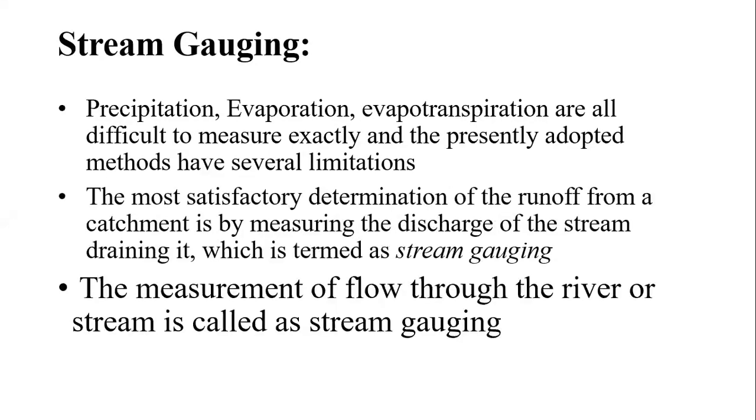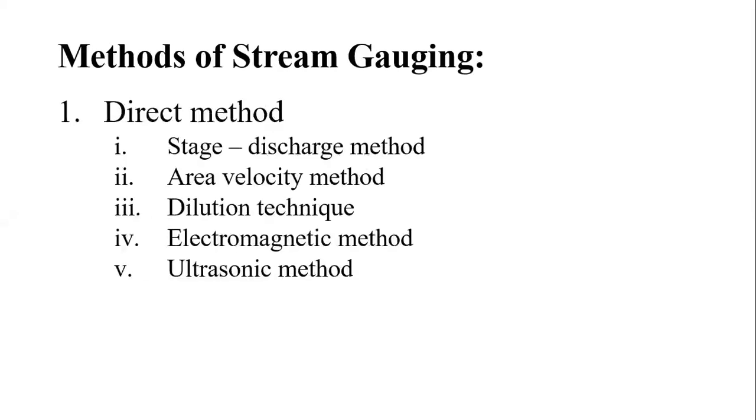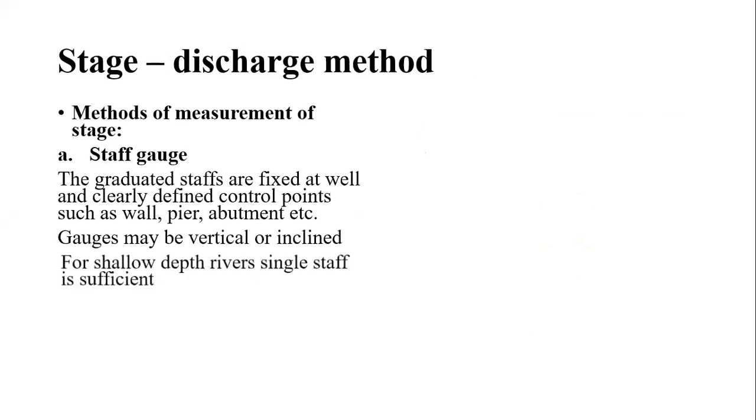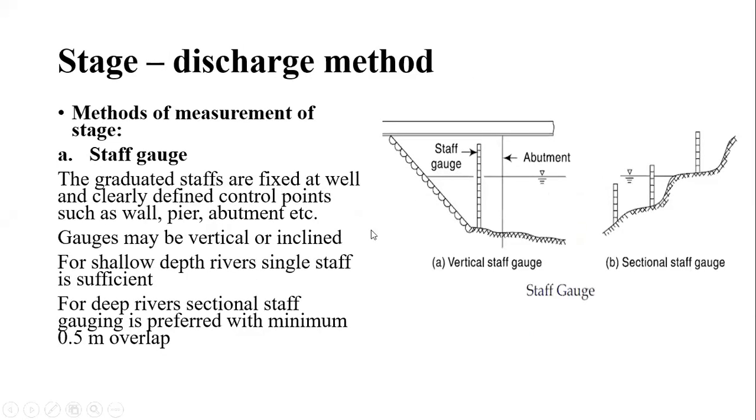Then various methods that are used for stream gauging we mentioned first: there is the direct method and the indirect method. In that, we discussed in detail the stage discharge method, then various methods of measurement of discharge, and we started the area velocity method. In the area velocity method, we saw the various methods used for measurement of the velocity at different points, that is by using the current meters we discussed last time.